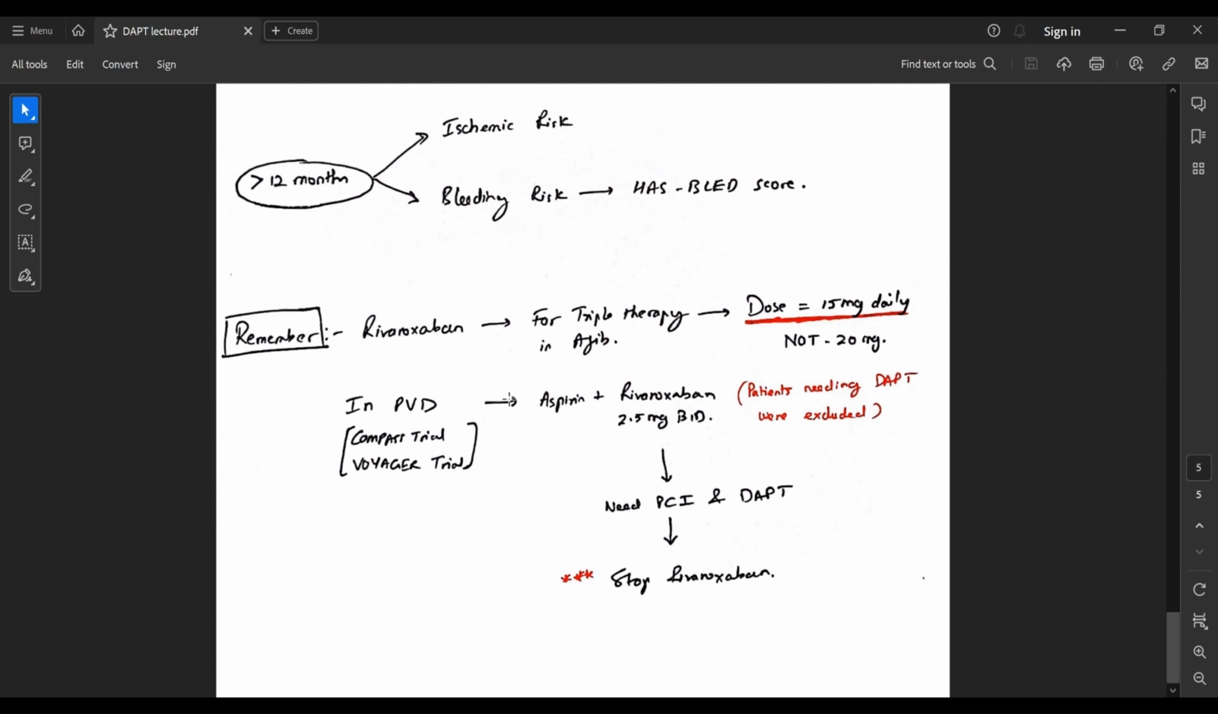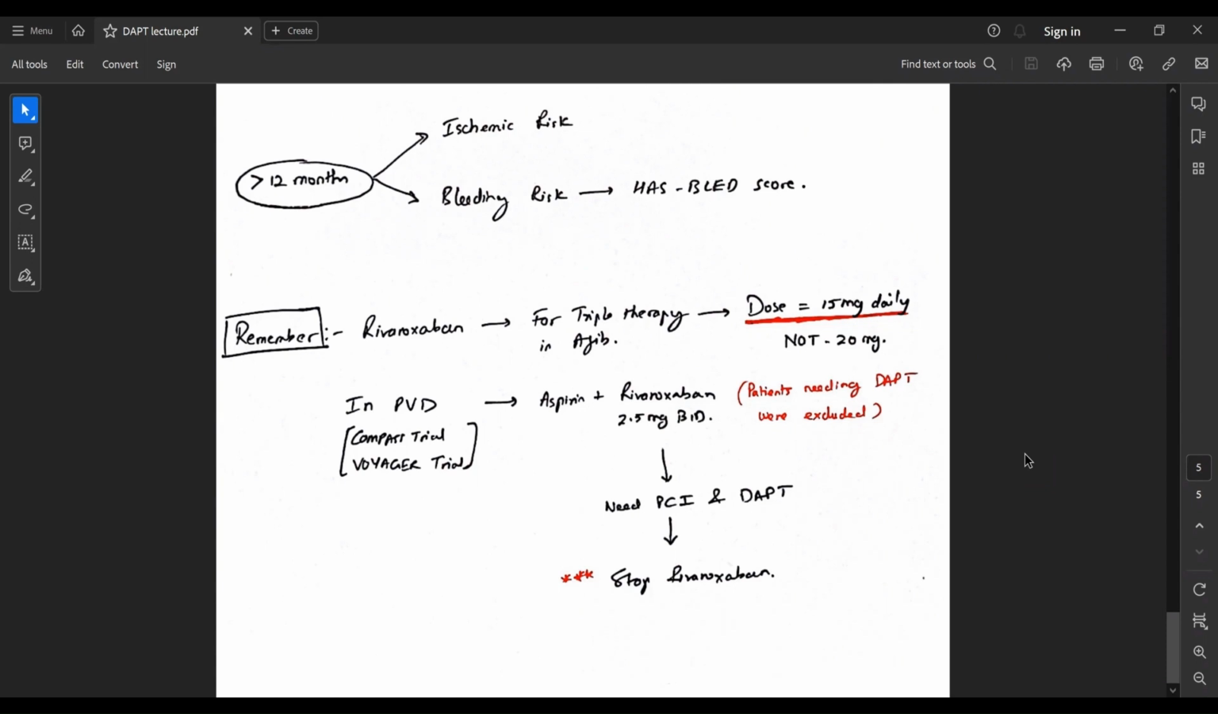The other thing is, in case of peripheral vascular disease, nowadays we have new data that is coming up with the use of aspirin and rivaroxaban 2.5 milligram BID, as shown in the COMPASS trial and the Voyager trial. The COMPASS trial was done in the patients with stable atherosclerotic peripheral vascular disease, and the Voyager trial was done in the patients who received revascularization for the peripheral vascular disease.